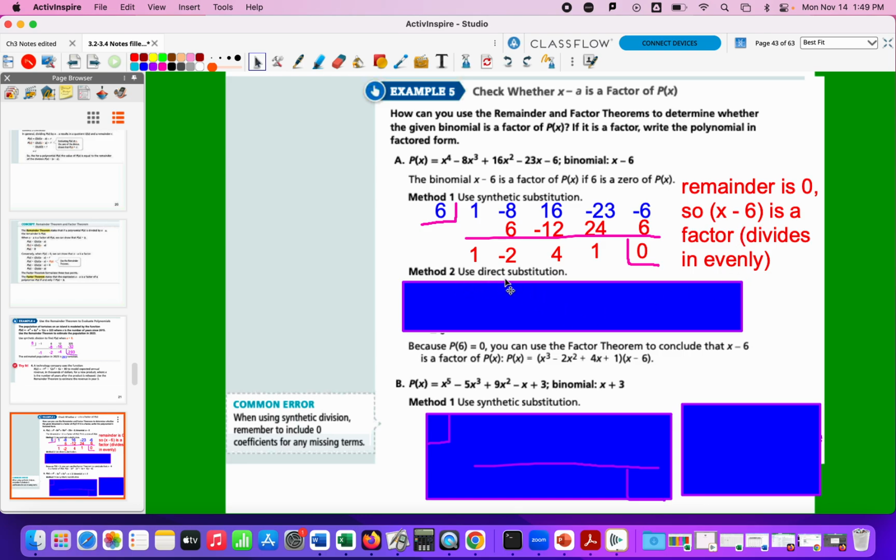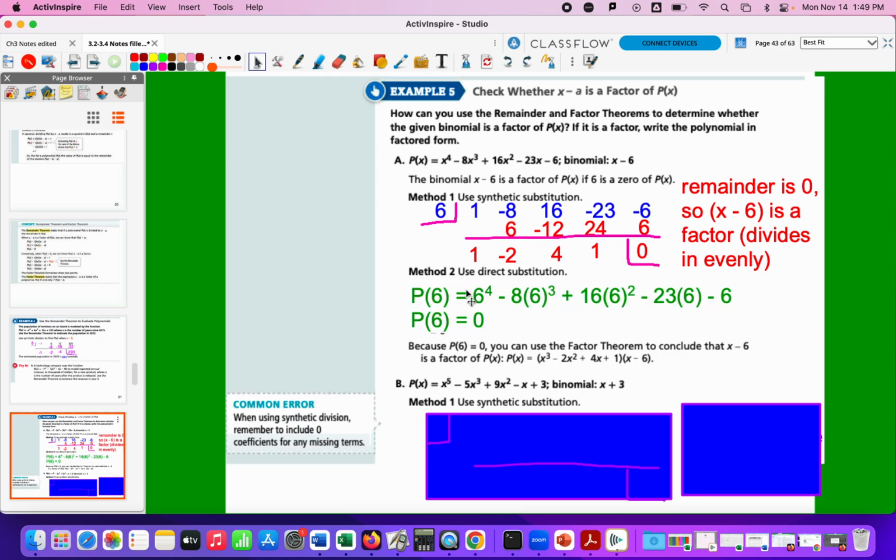The other way to do it, method 2, is direct substitution. Once again, I would just plug in 6 for all of the x's and simplify. This simplifies to 0, the same as my remainder, so that tells me it would have to divide in evenly because when I plug it in, I just get 0. All right, still I think synthetic division is a little bit faster and I don't even need a calculator.